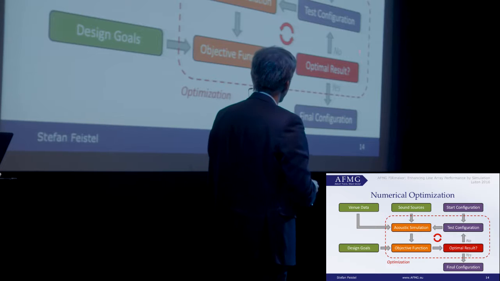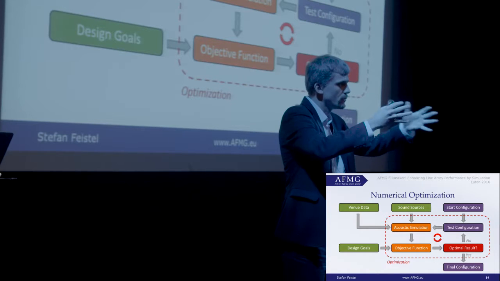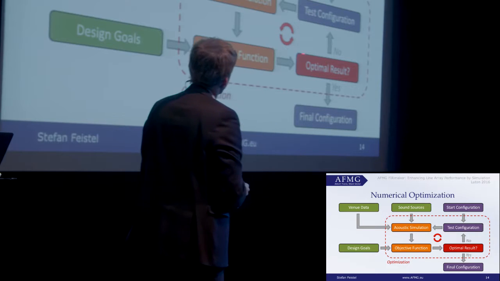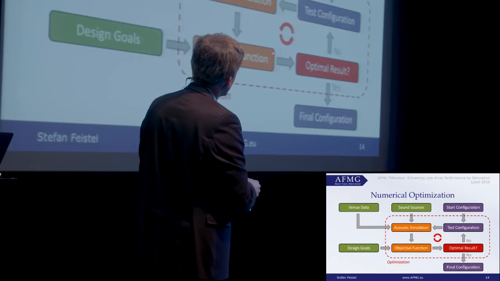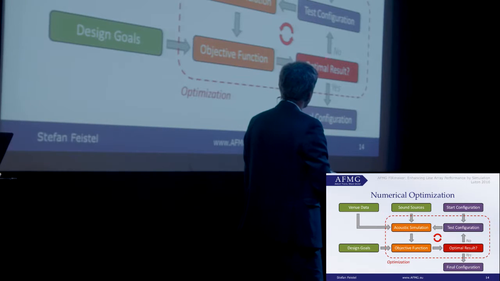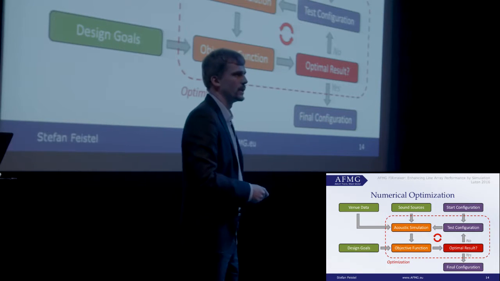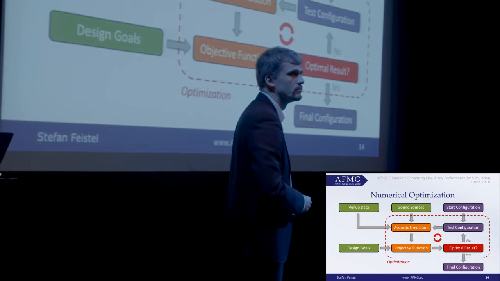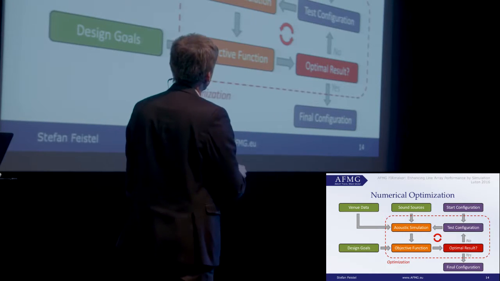And the algorithm, it's stupid. It's not like us. We can look at the output or the results and have an idea of the whole picture. The computer needs a yes-no decision. So what it does here is for any test configuration, it calculates the result of the objective function, for example, standard deviation, and checks if it's better than the previous result, and it also checks if it's as good as or better than what we asked for. And once this goal is achieved, we have a final configuration. Yeah? So that's the general principle of numerical optimization.